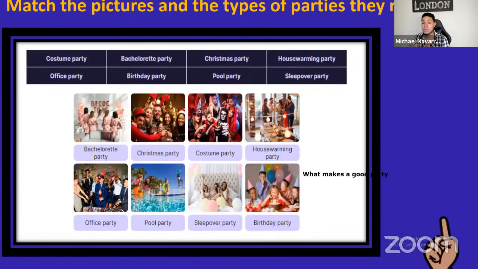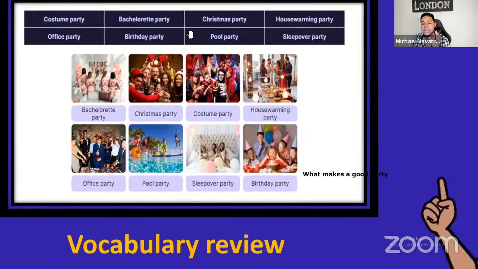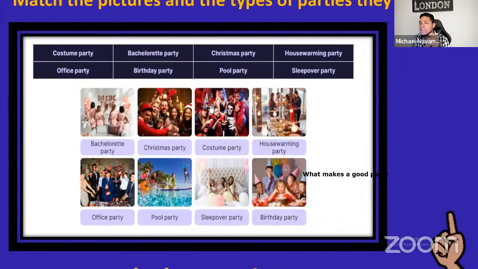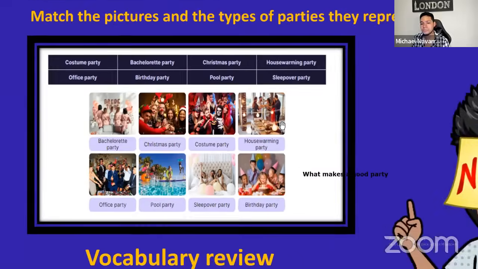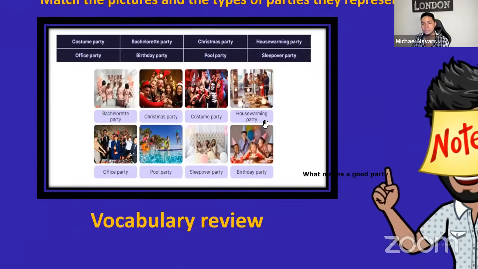Excellent. Of course, you need to select the vocabulary carefully depending on the task, right? As I have said previously, we're focusing on planning an office party. So the vocabulary review will depend on the task, right? But this is just an example so that you can find inspiration and try to use it as well.